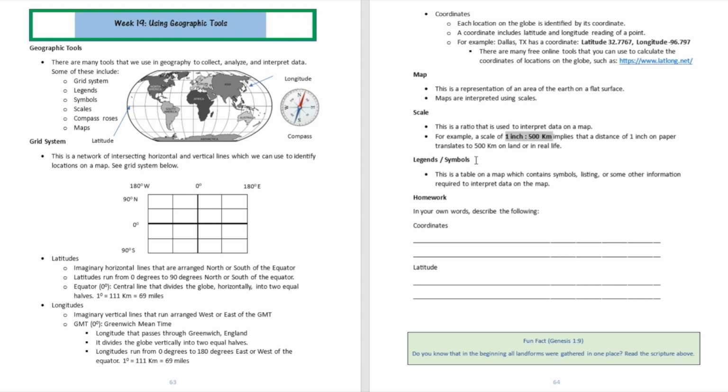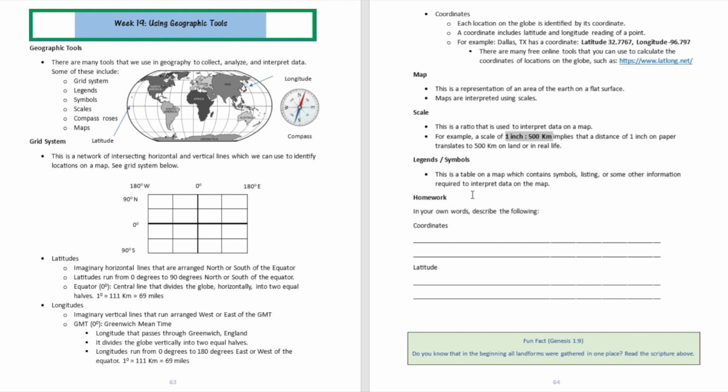Then they talk about legends and symbols. On a map, there is going to be a table. The table is going to contain symbols, listing some symbols and some other information required to interpret data on the map. That's what we call legends and symbols.